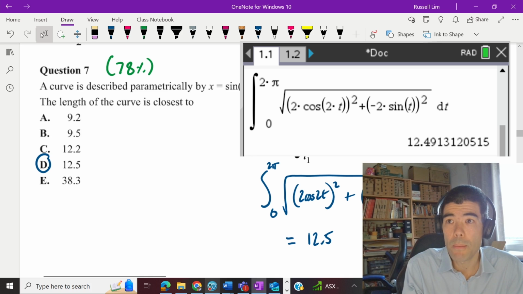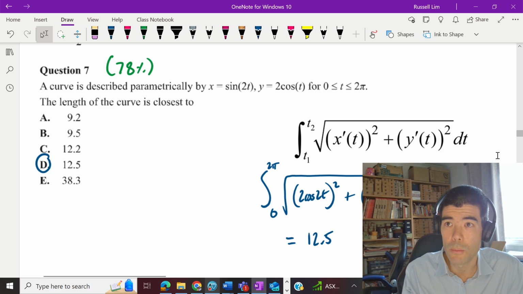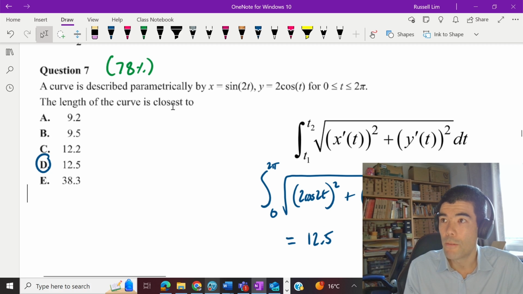Okay, again, so straight application of a formula. The formula is on the formula sheet. That one was quite well done. All right, next up, question 14.